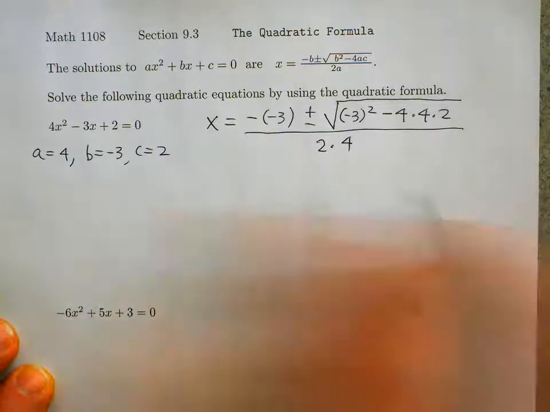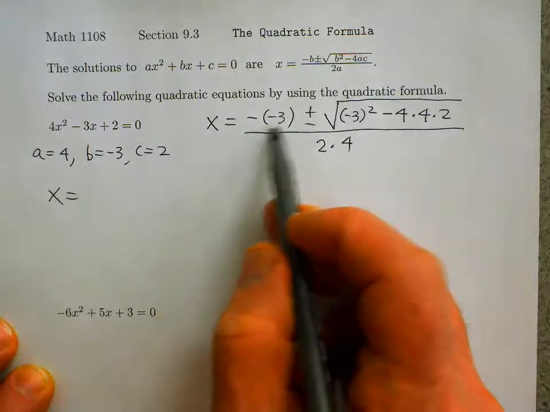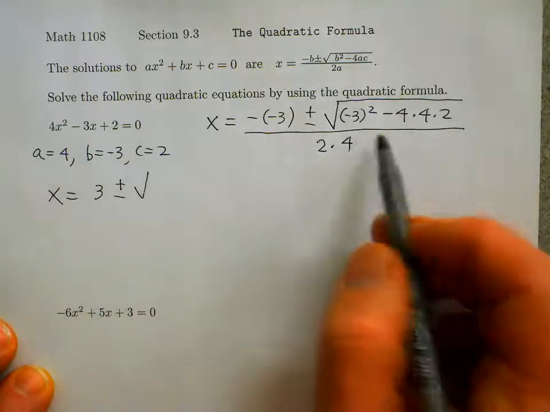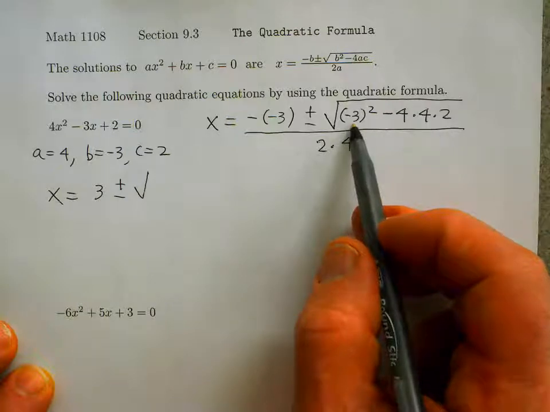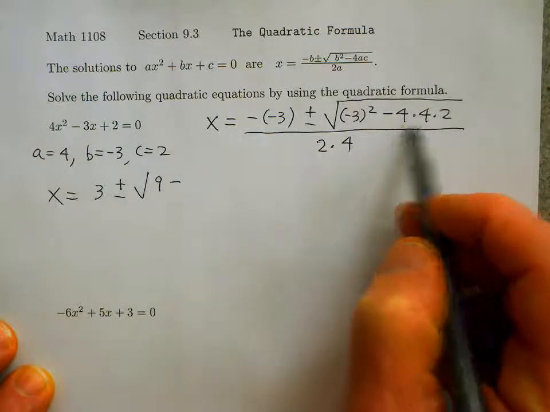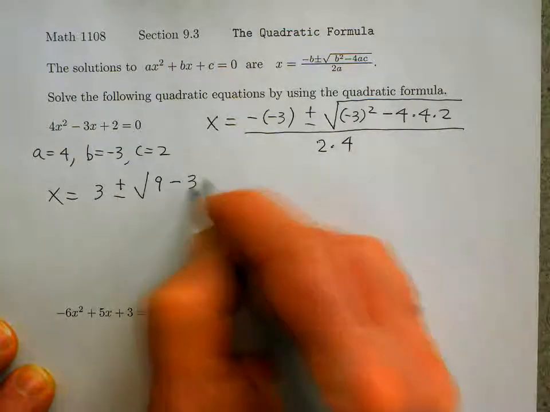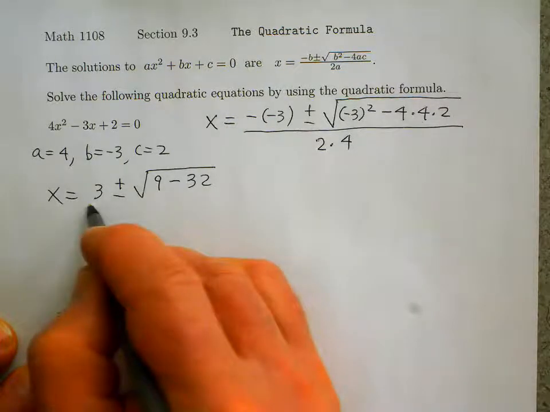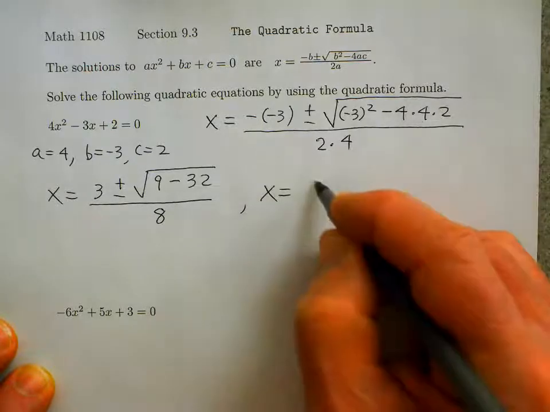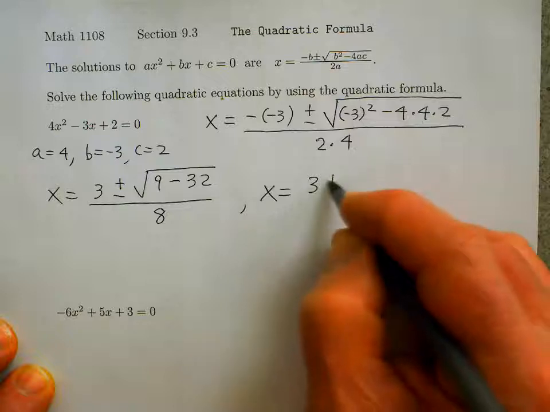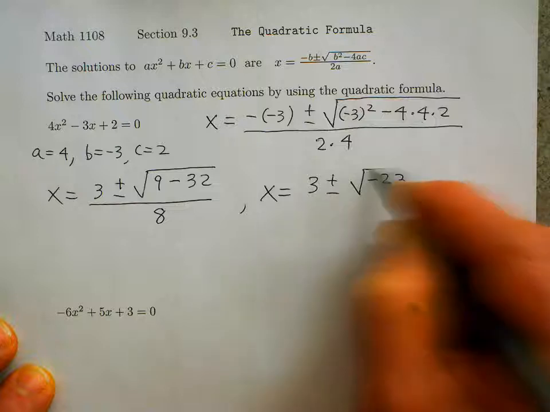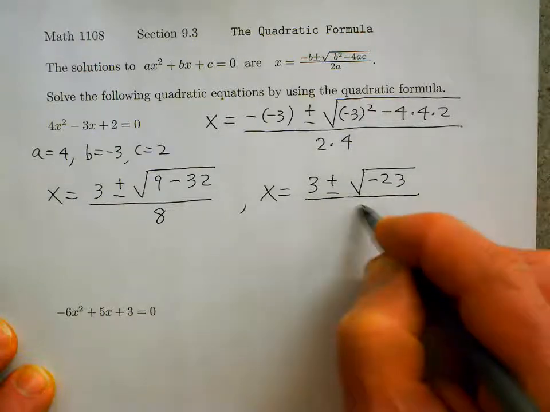Okay, now we do some arithmetic. The negative of -3 is +3, and then plus and minus the square root of a number. So inside the square root, the number -3 squared is +9. And we're subtracting 4 times 4 times 2. We're subtracting 32. And we're dividing by 8. 2 times 4 is 8. And then x equals 3 plus and minus the square root of -23, all divided by 8.